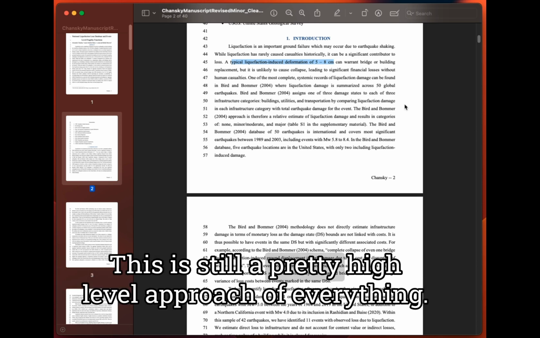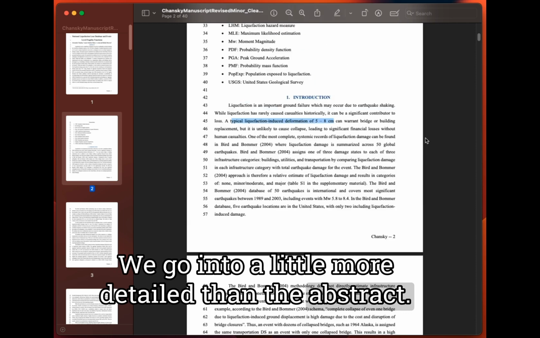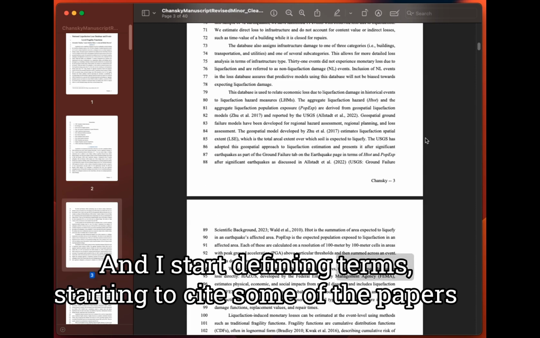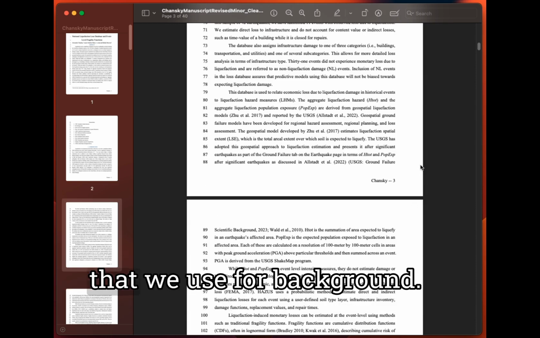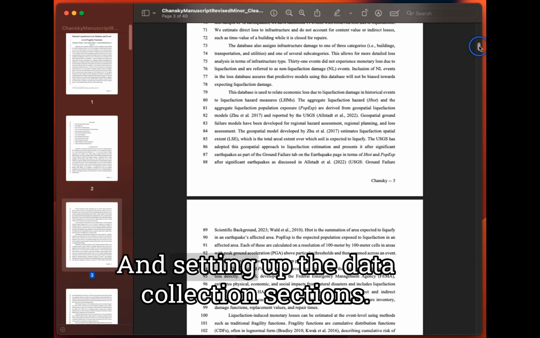This is still a pretty high level approach of everything. We go into a little more detail than the abstract, and I start defining terms, starting to cite some of the papers that we use for background, and setting up the data collection sections.